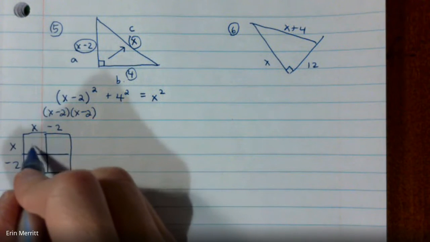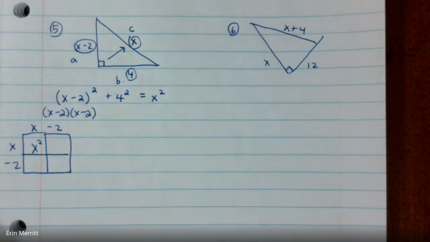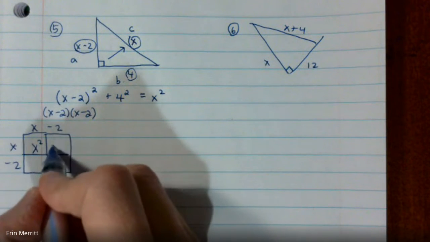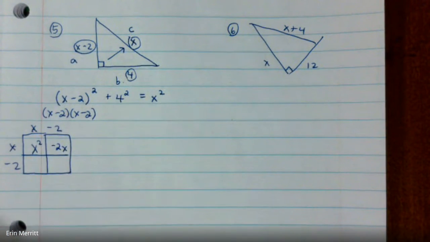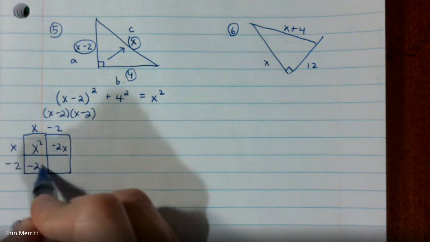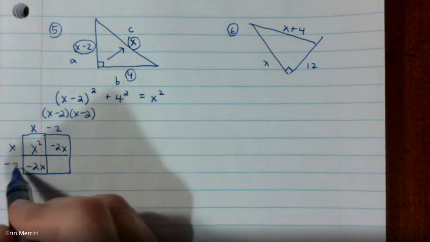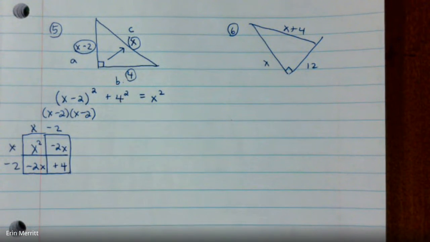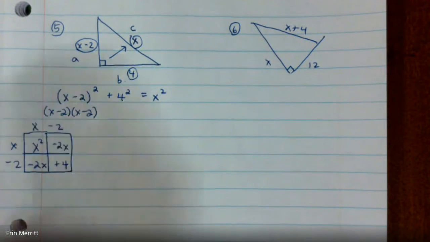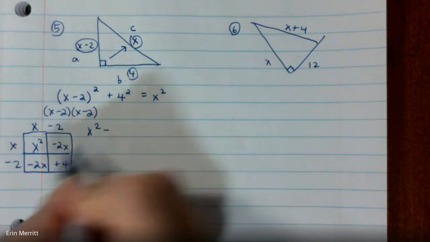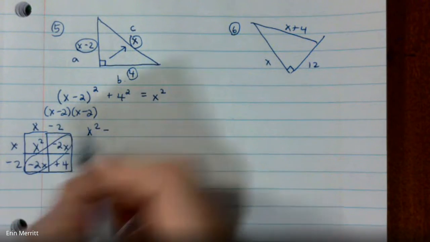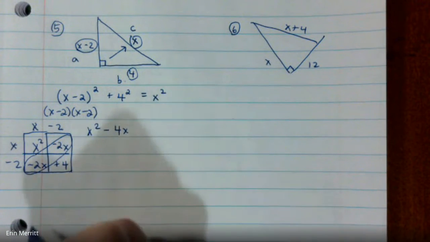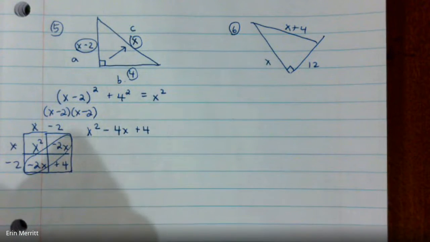X times x, x squared. X times negative 2 would be minus 2x. X times negative 2 again. And then negative 2 times negative 2, that'll be positive 4. Okay, bring it on over. X squared, these two together, minus 4x plus 4.